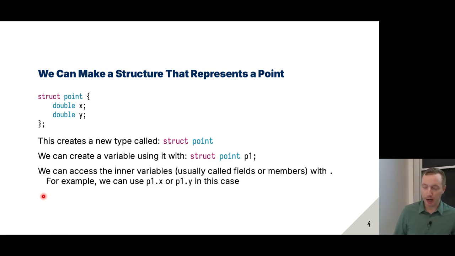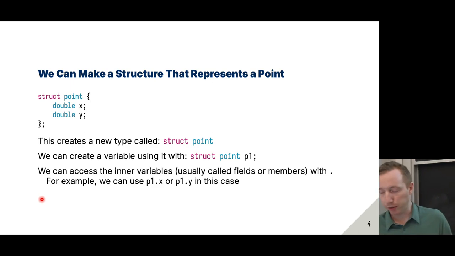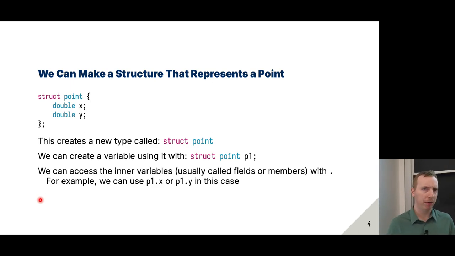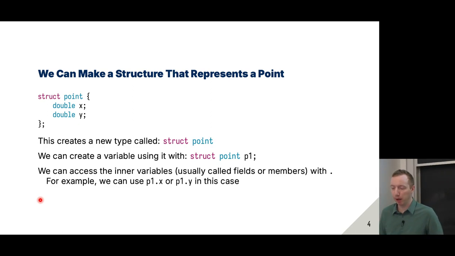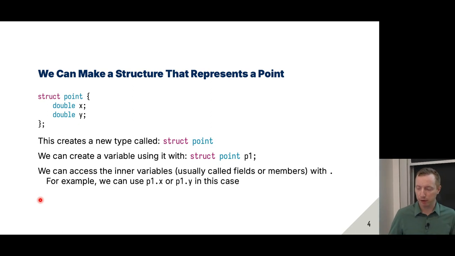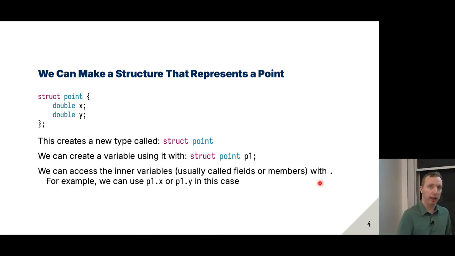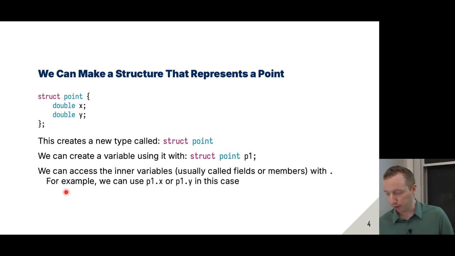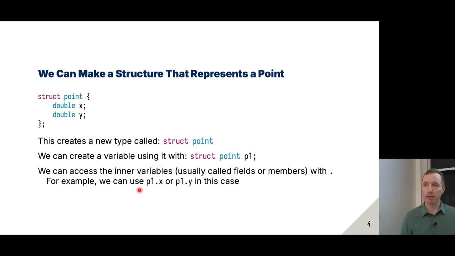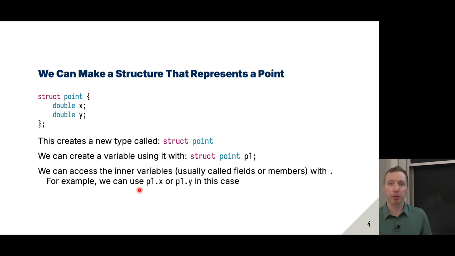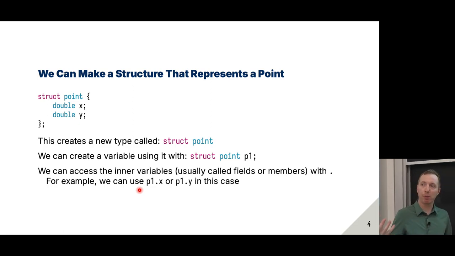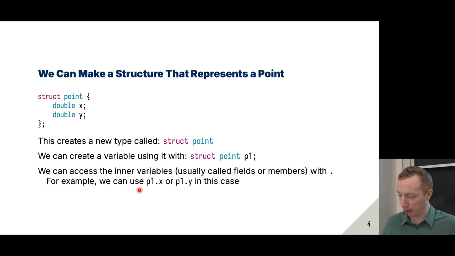So to access the inner variables, or to access the variables within that structure, usually called fields or members by the compiler, so you might see some compiler messages where it calls them members. You can access them by just typing, or after the name, just putting a dot. So for example, if I want to access x of p1, it's just p1.x. If I want to access y, it's p1.y. So, questions about that?